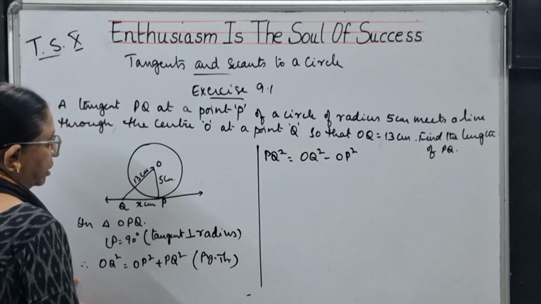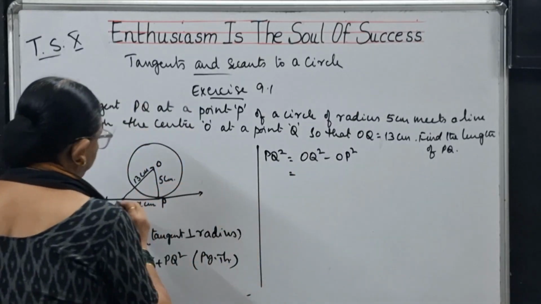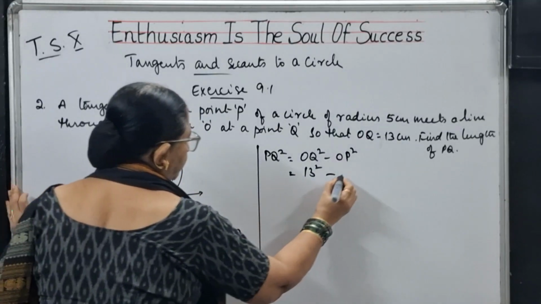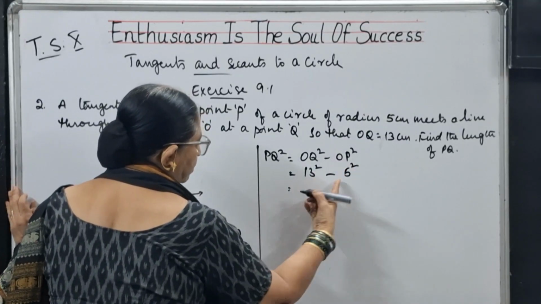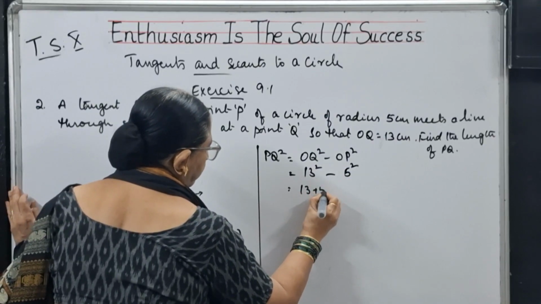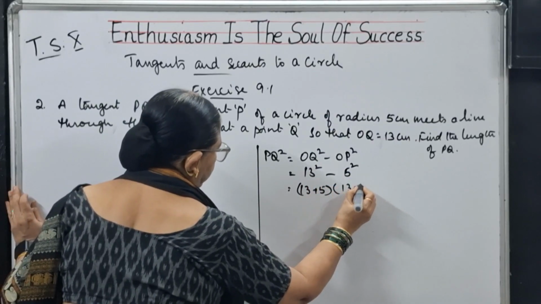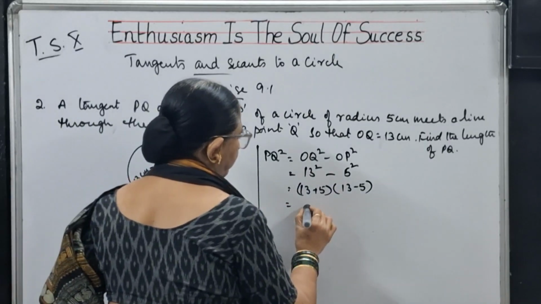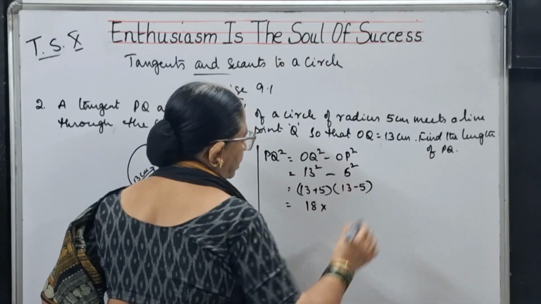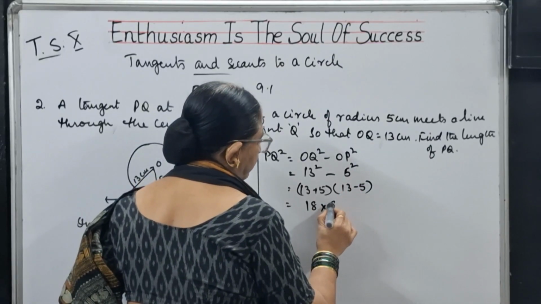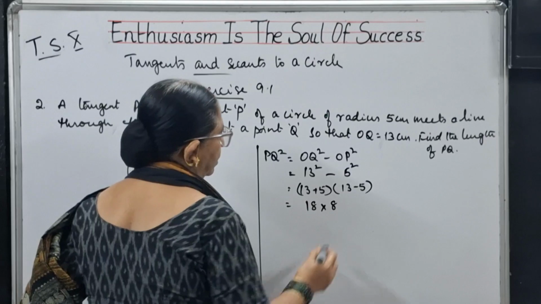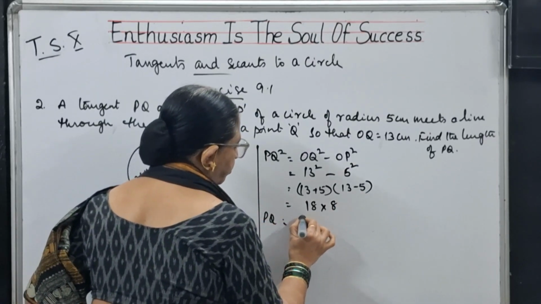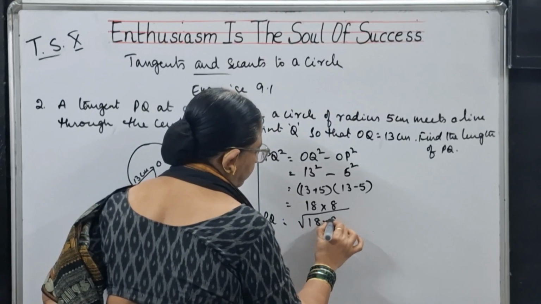So what is OQ square? It is 13 square minus OP square. OP is 5 centimeters, so 5 square. A square minus B square means A plus B into A minus B. This is very easy for you to do, children. 13 plus 5 is 18, into 13 minus 5 is 8, isn't it? So PQ is root of 18 into 8.